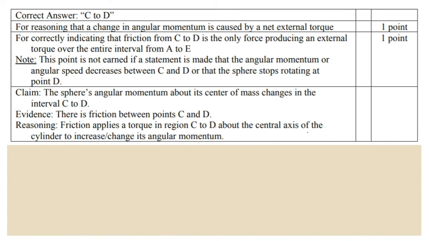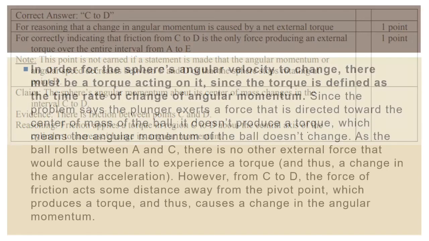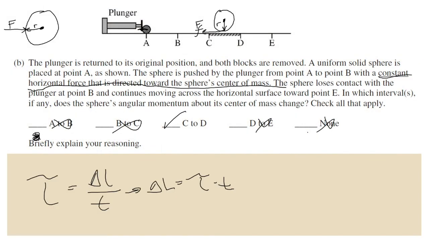Now, it says here, the claim, evidence, and reasoning chain here is the sphere's angular momentum about its center of mass changes in the interval CD. There is friction between points C and D, and then friction applies a torque in the region C to D about the central axis of the cylinder to change its angular momentum. Now, notice here, and this is the part that is a little tricky, it wasn't rotating. Now it is once it hits that patch. Its angular momentum actually increases. That's the only part of this that I think might be a little confusing.